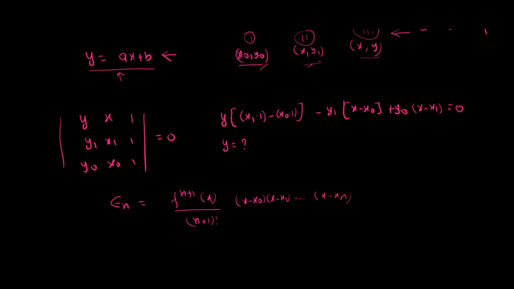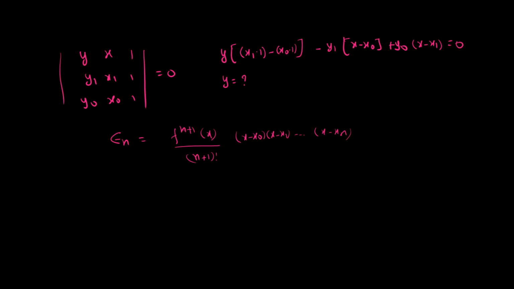In this case of ours, we have a linear equation, that is the value of n is equal to 1. So this will be f2(x) upon 2 factorial into x minus x0 into x minus x1. f2 of x, that is the second derivative of f(x), or we can write it as f double dash x upon 2 into x minus x0 into x minus x1. If you want to prove this formula, you can refer to my first lecture, Introduction to Interpolation. There I have explained in detail how to prove that this is my maximum error bound.